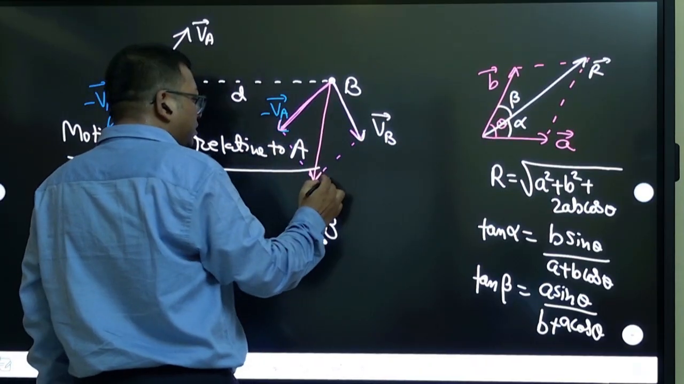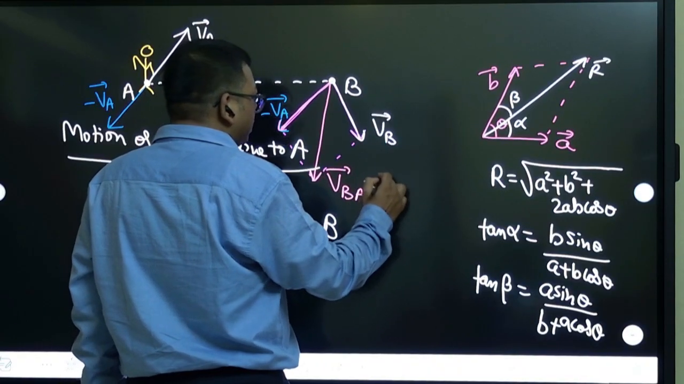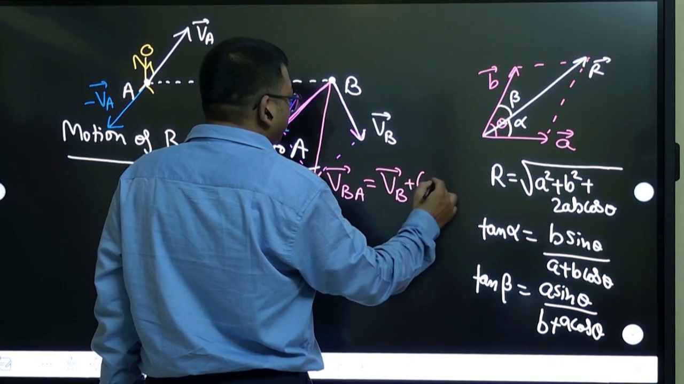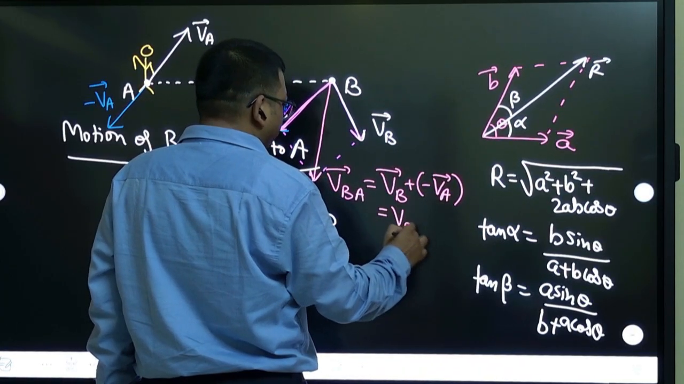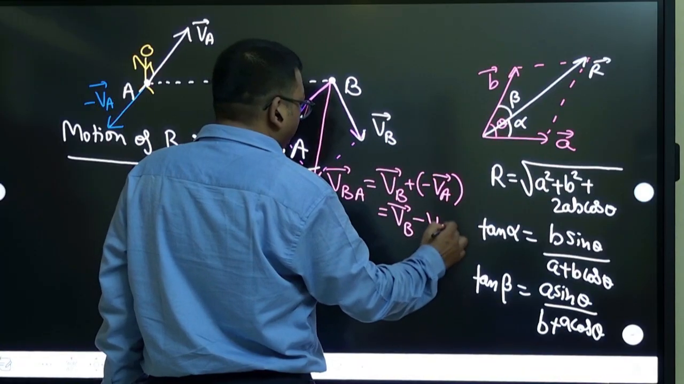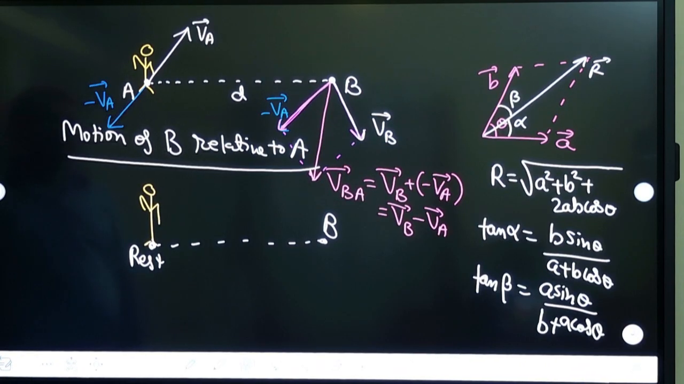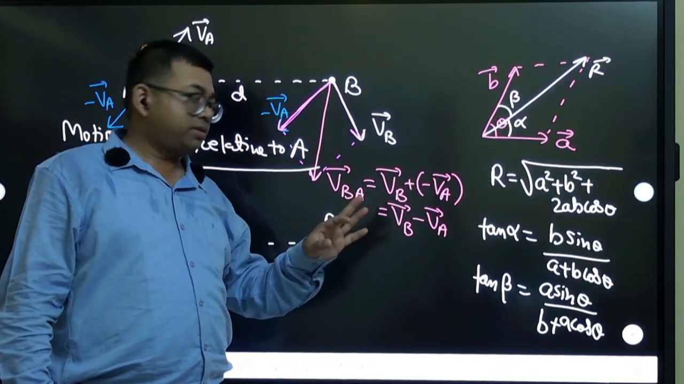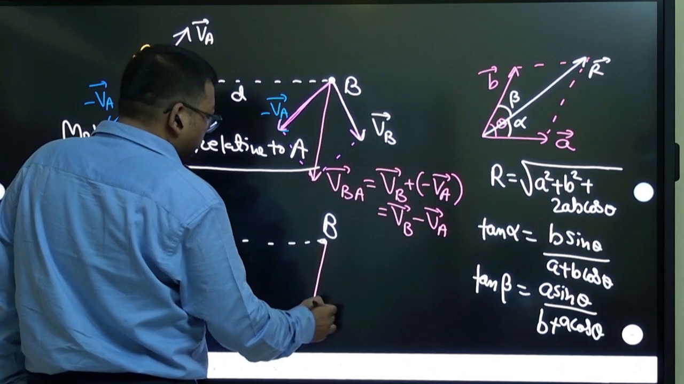VB and minus VA. This is called VB with respect to A. It is the resultant of VB and minus VA. You are adding the VB vector and the minus VA vector, which you can say as VB minus VA also. So VB with respect to A is nothing but VB vector minus VA vector, and this direction will go in some direction.